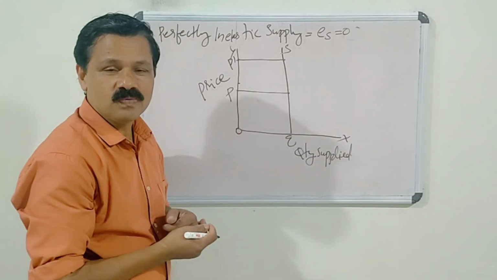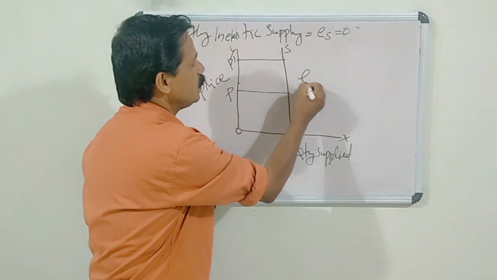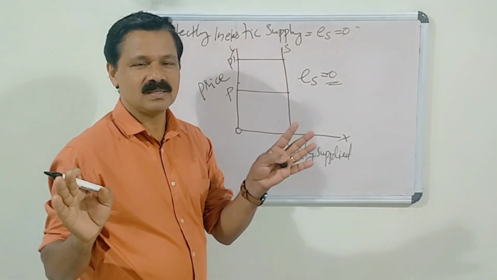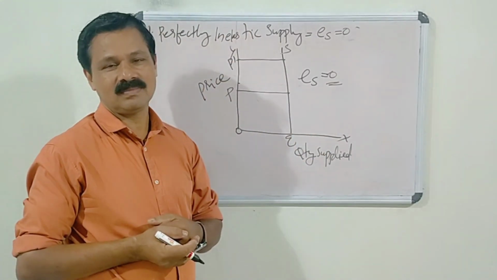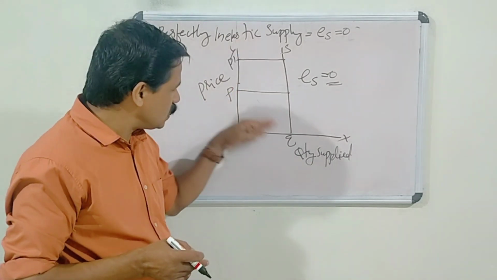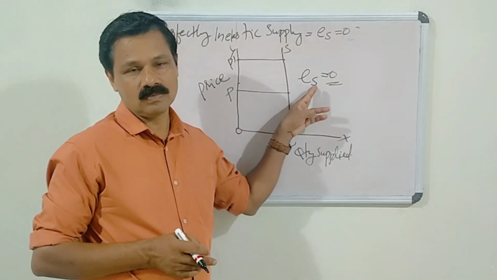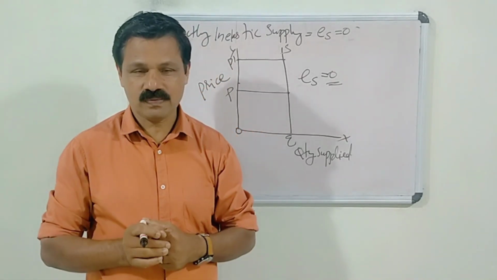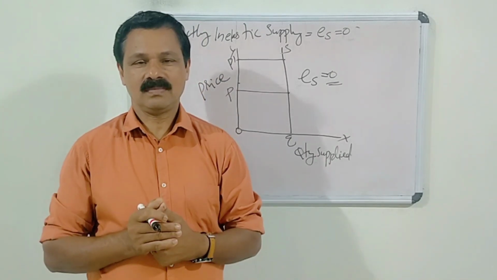Here the value of elasticity of supply is equal to 0. No changes can be seen if a commodity is facing perfectly inelastic supply. Here the supply curve has been drawn quite vertically along the y-axis. The value of elasticity is equal to 0. Very simple. And the third type of elasticity of supply is unitary elastic supply.